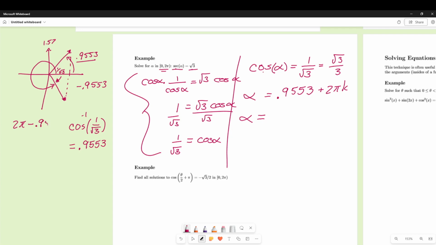And I don't know what that is, I have to ask. 2 pi minus 0.9553 gets us about 5.328. So, 5.328-ish. So 5.328 plus anything coterminal. So that would give us our general solution.